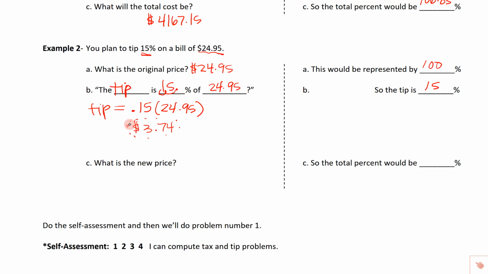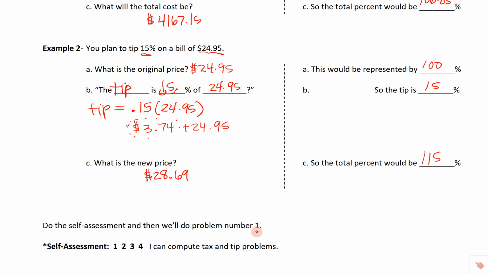Part C says, what is the new price? So we want to take our tip price plus the price of our original bill, which was $24.95. All right, so when you add those two together, you should get that the new price, the total that you end up paying, is $28.69. All right, so the total percent. Again, we're going to add part A and part B. They paid the 100% of the original bill, and then they also paid the 15% of the tip, so they ended up paying 115% total.